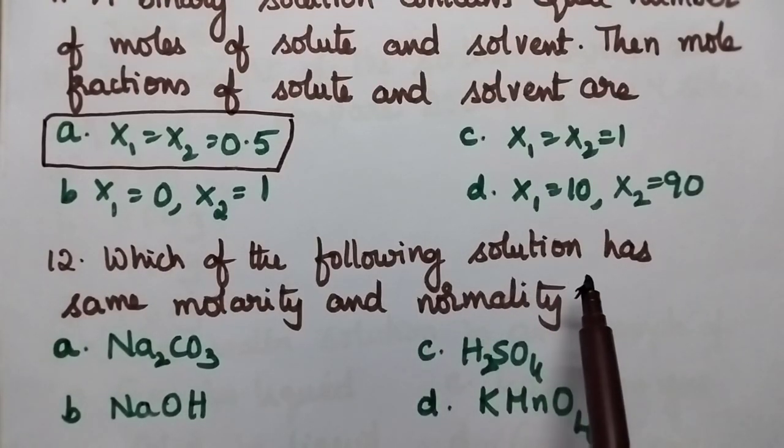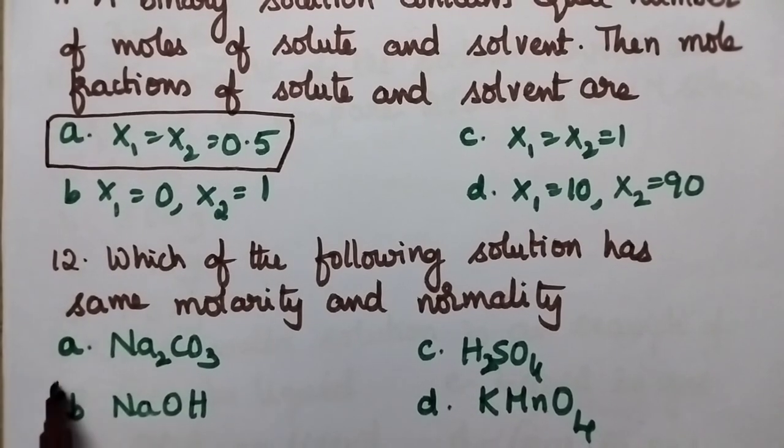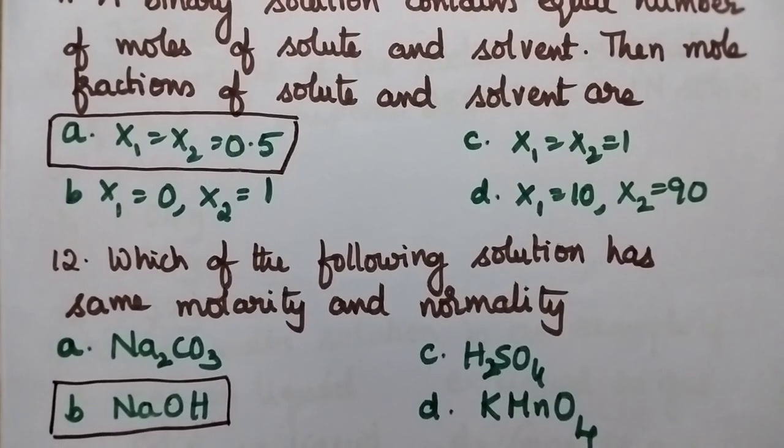Which of the following solution has same molarity and normality? So here the given options are sodium carbonate, sodium hydroxide, sulfuric acid, potassium permanganate. Especially monoprotic acids or bases will have same molarity and normality. Simply, if you consider any substance in which the charge of the cation is equal to anion, that is equal to 1, then exactly the molarity is equal to normality. In this case, option B, that is sodium hydroxide, is the right answer.